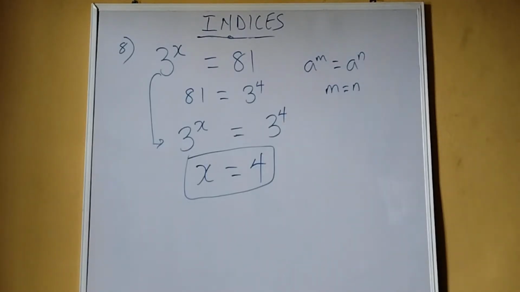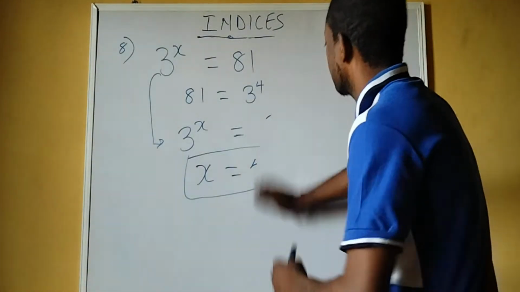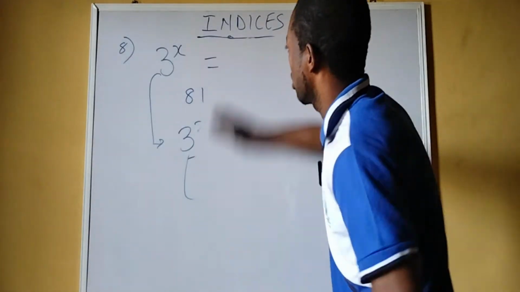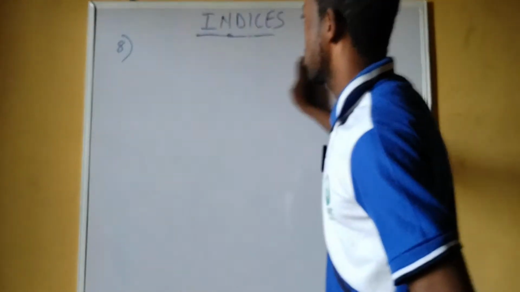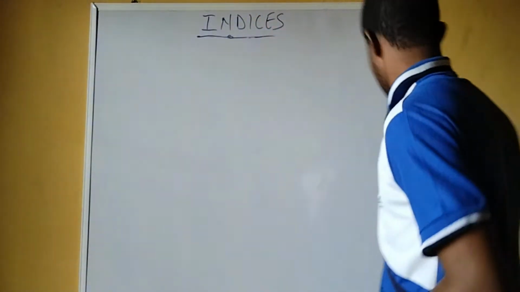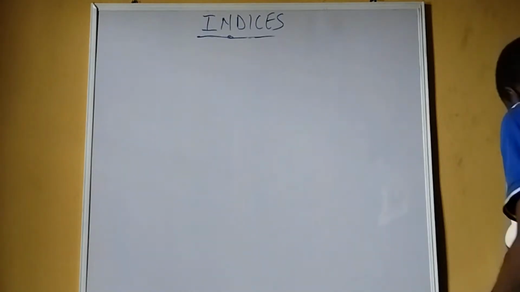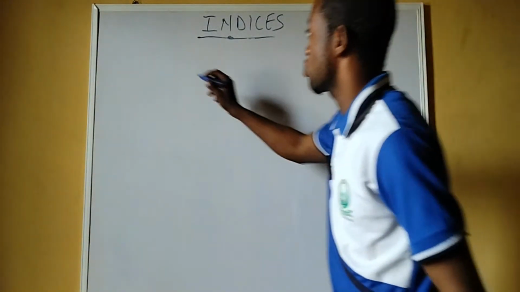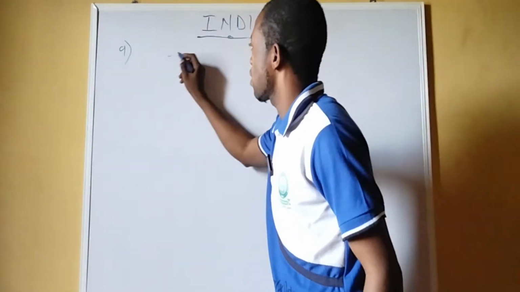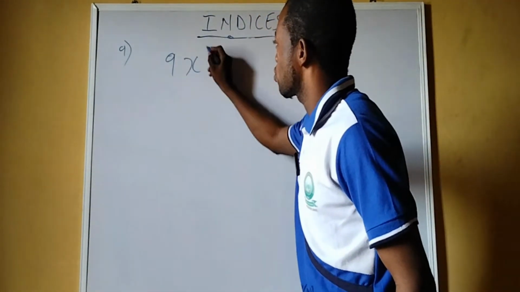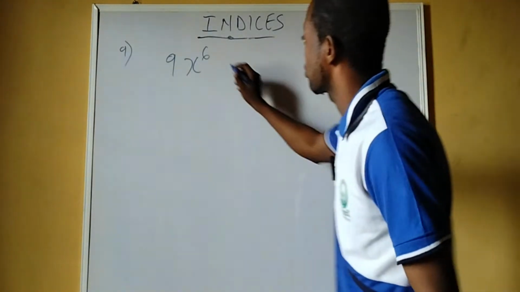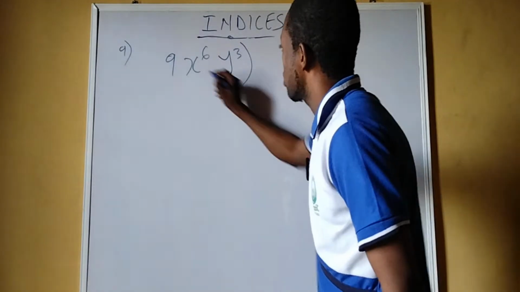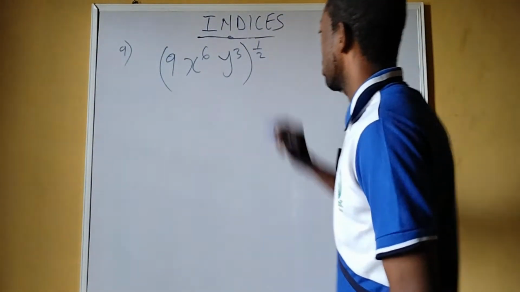Then, number 9. Also, we want to simplify this given expression. It's also an interesting one. Okay? So we have 9 times x raised to power 6, y raised to power 3, then all raised to power 1 over 2. Okay?